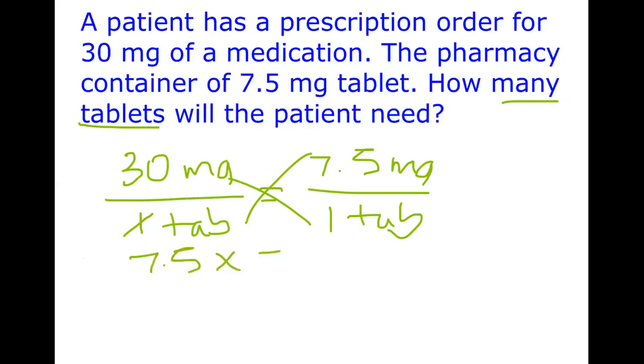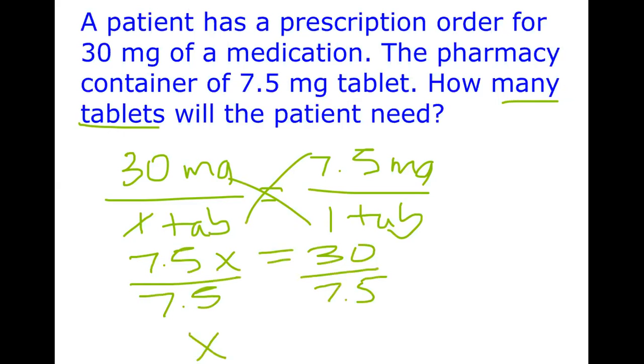7.5x is equal to 30 divided by 7.5. So x is equal to 4 tablets. Okay, so that's the answer for number 1. Let's go ahead and do number 3.